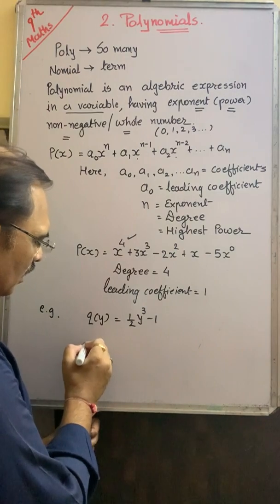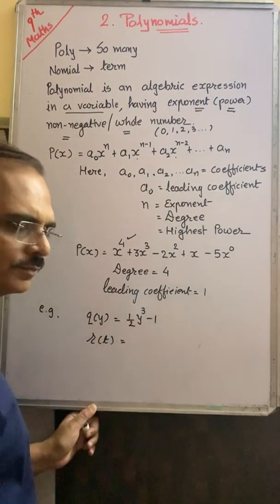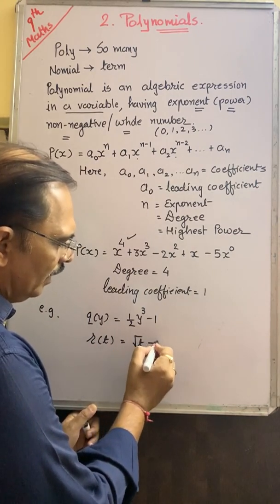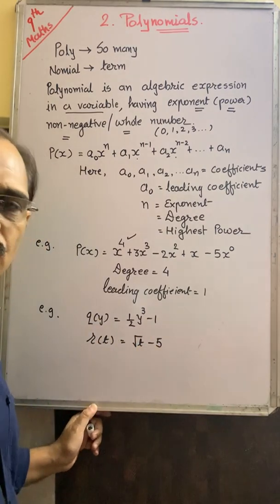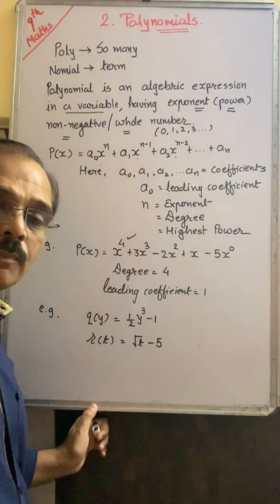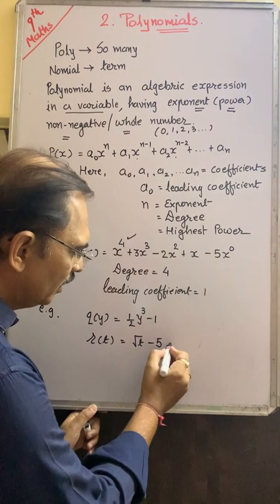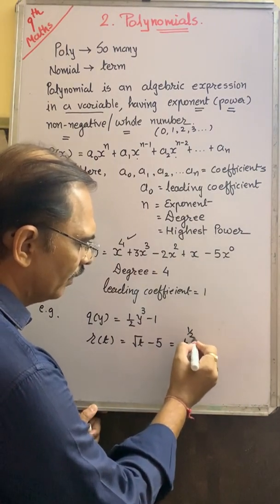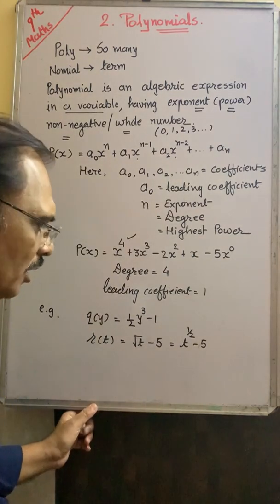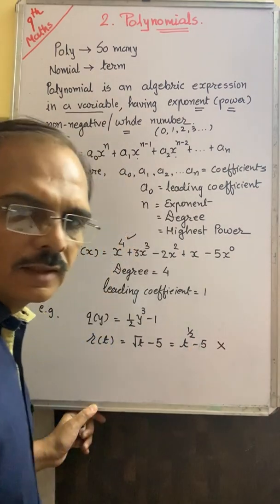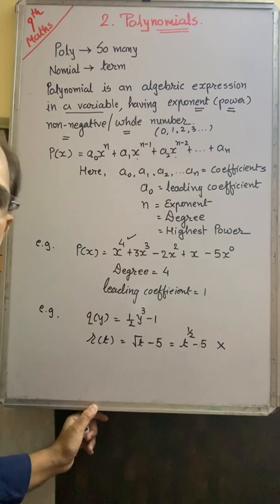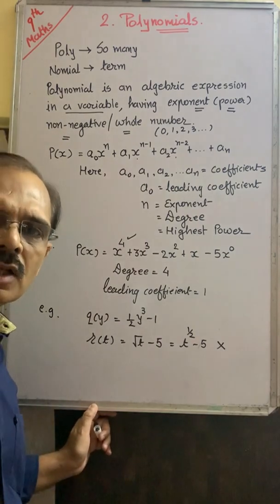As for example, r of t polynomial. If you take root t minus 5, whether it is a polynomial or not, only one variable is there. Yes, but the power is root t. Root t is written as what? Root means half power. So the power is here a fraction. If the power is a fraction, then no, it is not called a polynomial. Is it okay? So in this way we can find whether the given expression is a polynomial or not.